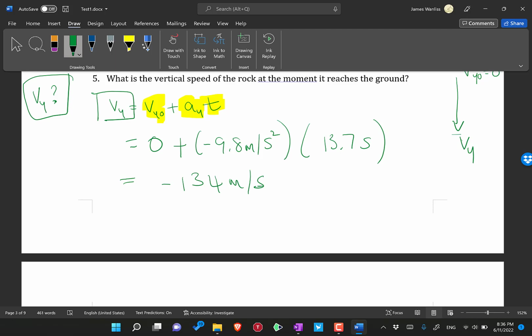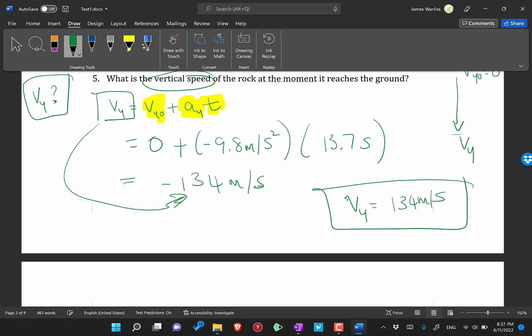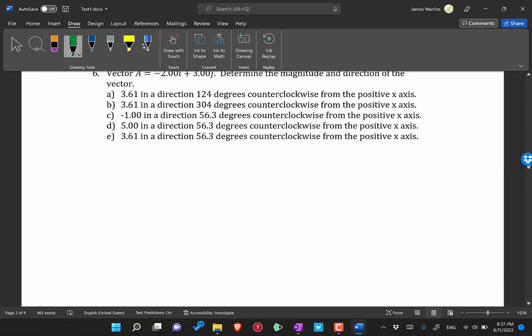If you wrote down vy is 134 meters per second, of course, you'd get that right because the question was vertical speed, and speed is a scalar, not a vector. If I asked you for the vertical velocity, that's what you really found. It's vy is minus 134. In other words, it's 134 meters per second speed downwards. Either one is going to get you points in this problem.